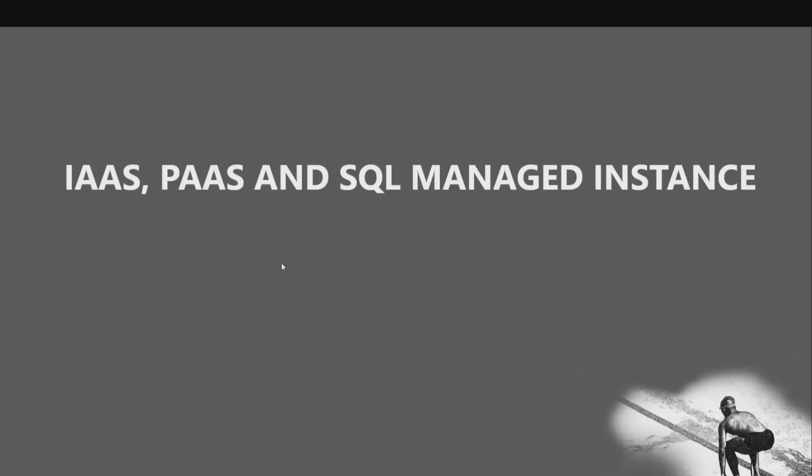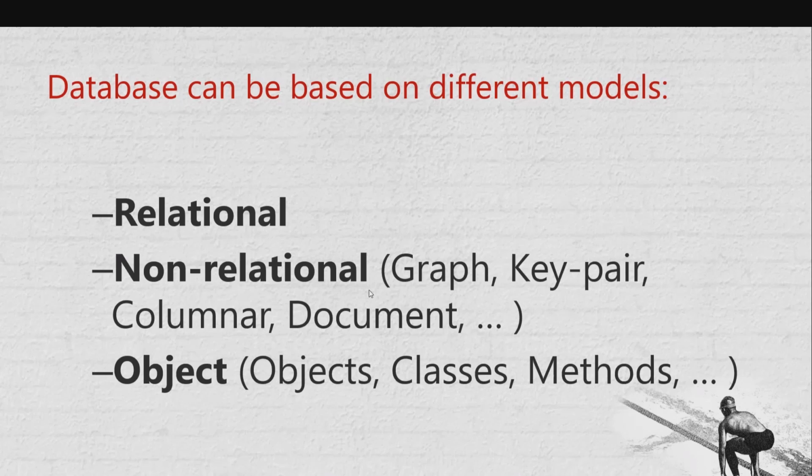Let's talk about IaaS, PaaS, and where SQL Managed Instance is located. Before that, we need to understand a couple of things. Databases by themselves can be based on different models. Some of them are relational, like the managed instance. Some of them are non-relational. Some of the examples you can see on your screens: graph, key-value, columnar, document, etc. And some databases can also be based on objects, such as objects themselves, classes, methods, etc.